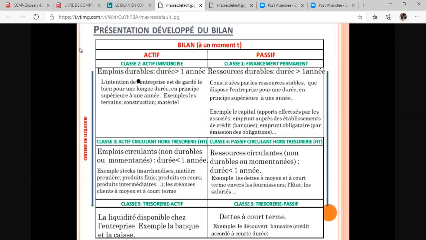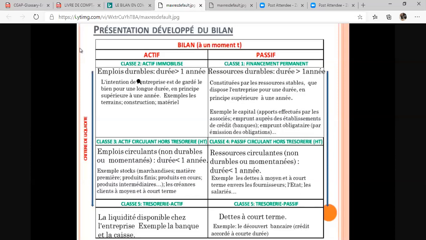Then we have the last one, which is class 5. Class 5 is divided into 2. We have 5.1 and 5.5. So 5.1 is the one which falls under the active side, and 5.5 is the one which falls under the passive side. So la trésorerie passif is just small methods of payment, or really small debts. It's not adequate to classify them under the financement permanent nor the passive secular. So they are really small payments.